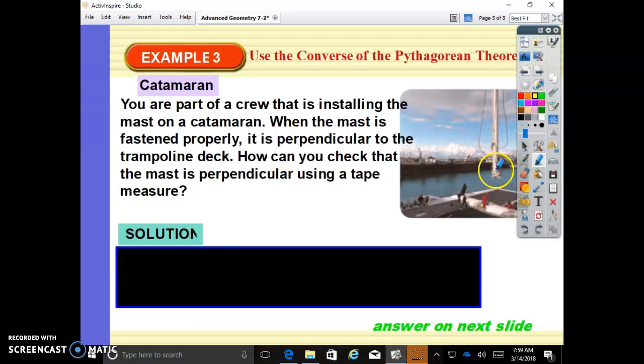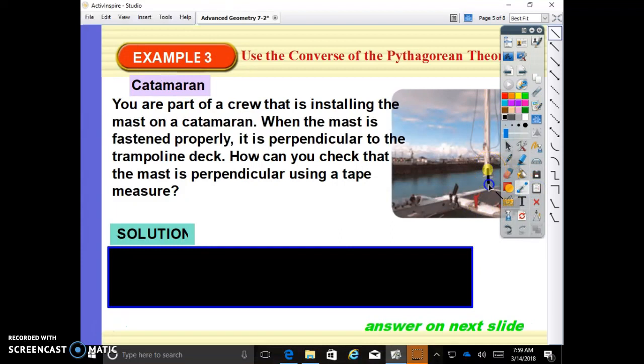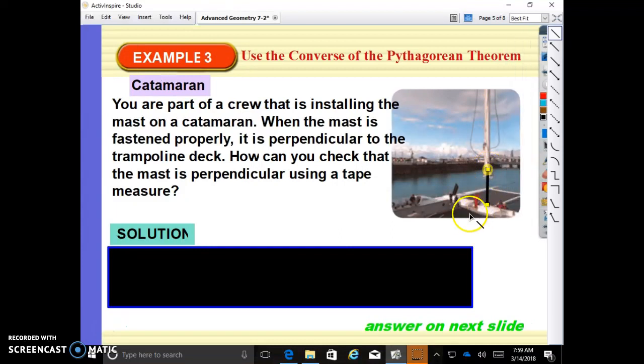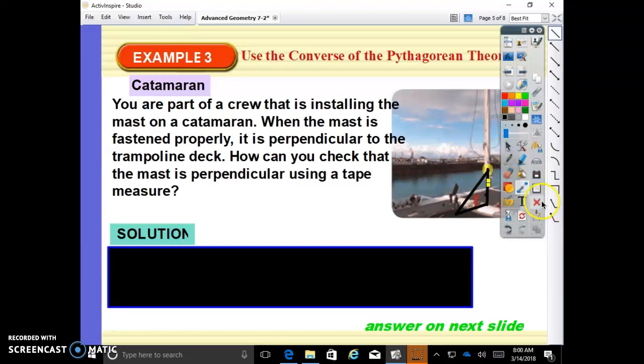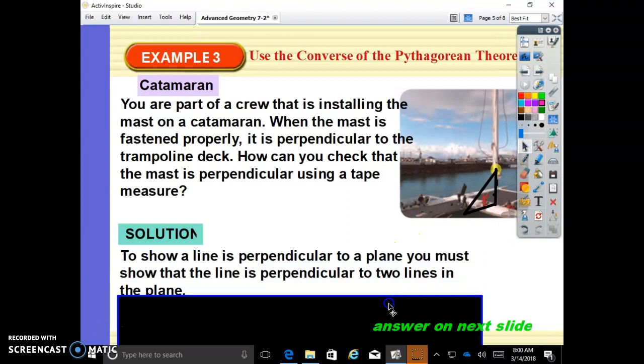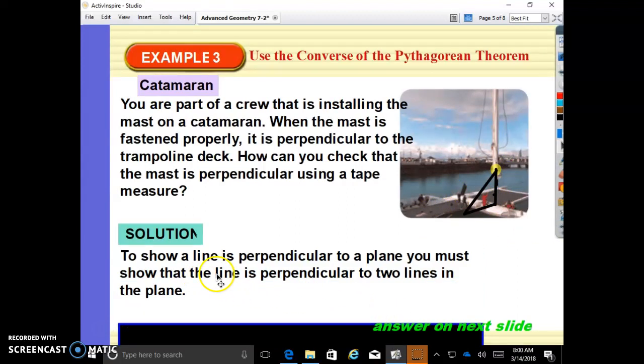How about we measure a point up here, right? And so we would measure the height, and then we would pick a point out here and check and see whether or not this makes a right angle, if it's a right triangle, right? So we would know the length, we would know how far out this is, and then if we use this distance, we know whether or not it is a right angle. So, to show the line is perpendicular to a plane, you must show that the line is perpendicular to two lines in the plane.